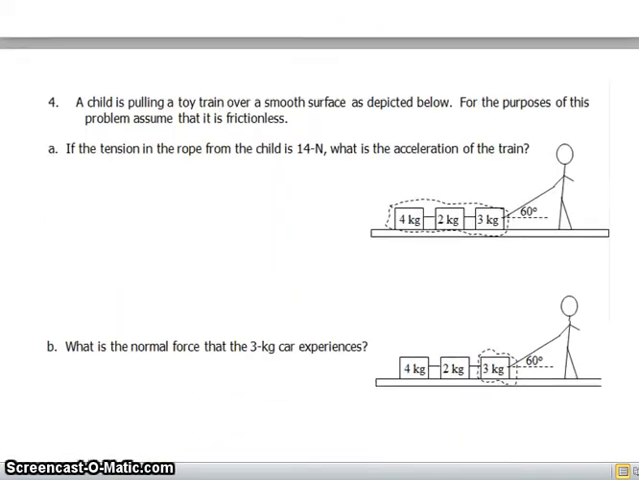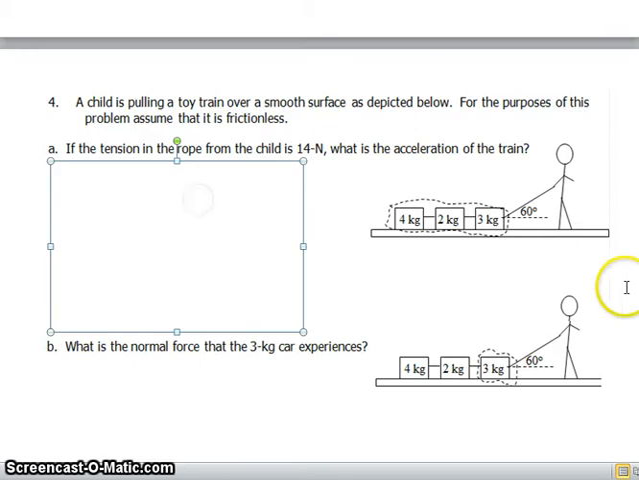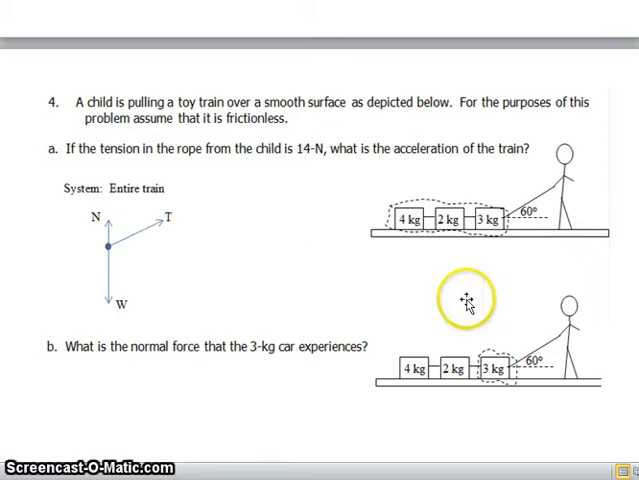For number 4, it says the tension in the rope is 14 newtons. Find the acceleration. I'm going to treat everything as the system, so the entire train. So we would have a weight force down, a support force up, and a tension force kind of upward at an angle.